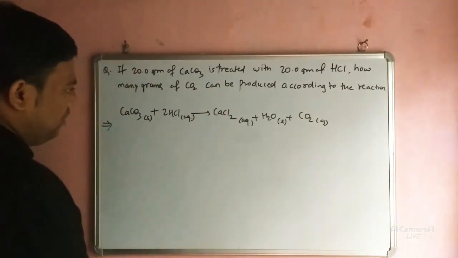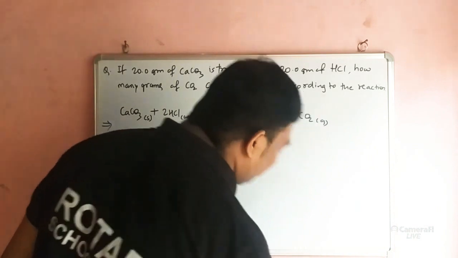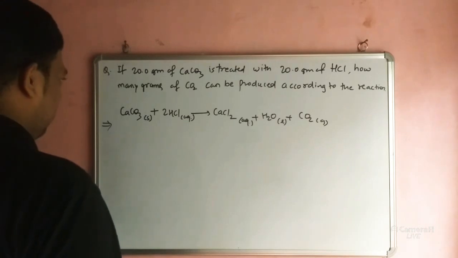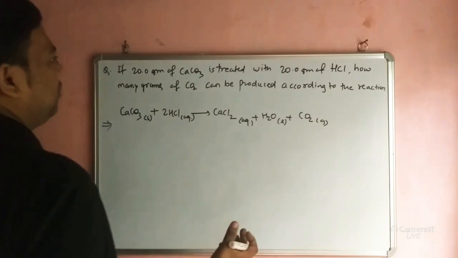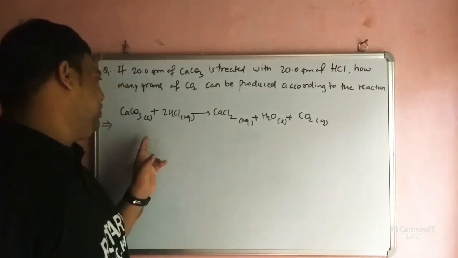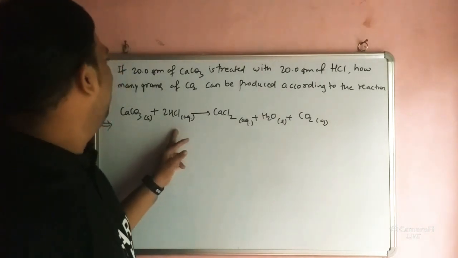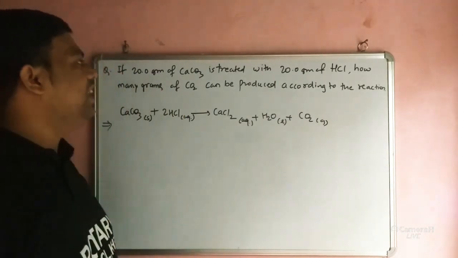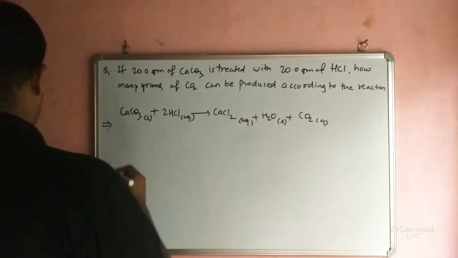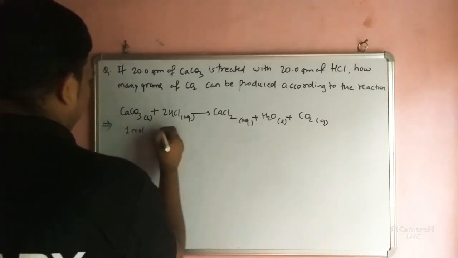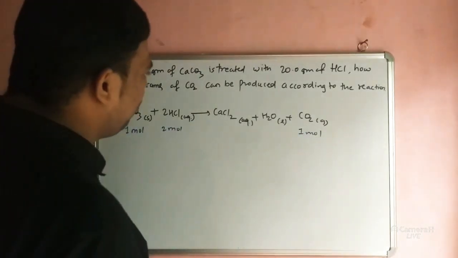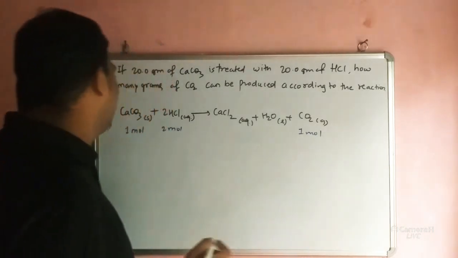So here you must know, see it down, they already gave the reaction. Now 20 gram of CaCO3 is treated with 20 gram of HCl. पहिल्यांदा आपल्याला कॅल्क्युलेट करायला लागेल की किती मोल्स आहेत. हे 1 मोल आहेत, हे 2 मोल आहेत. पहिल्यांदा आपण काय करूया, मोल्स रेशियो लावूया. CaCO3 is 1 mole, HCl is 2 mole. आणि आपले CO2 किती आहेत? 1 mole. And one more, we have to cross check whether our reaction is balanced or not.